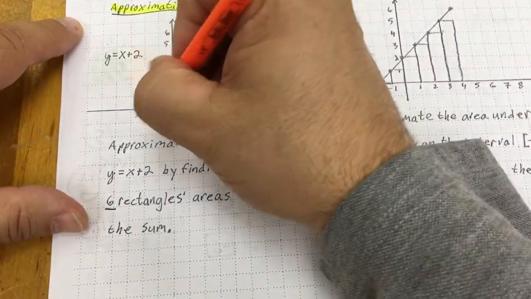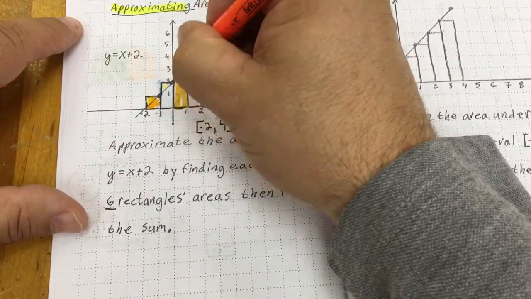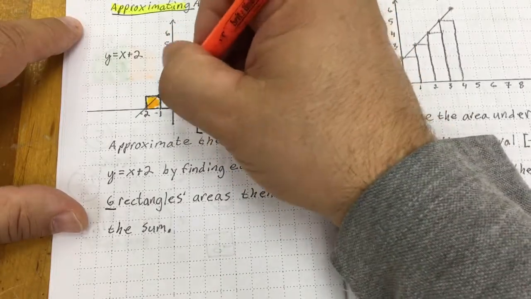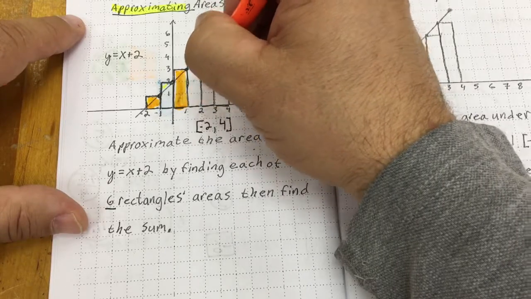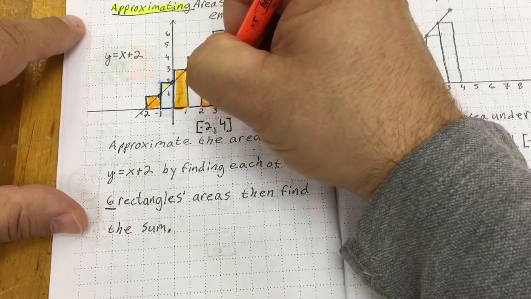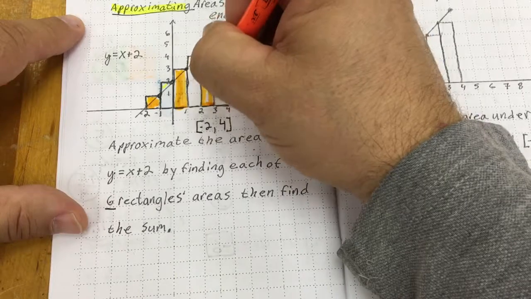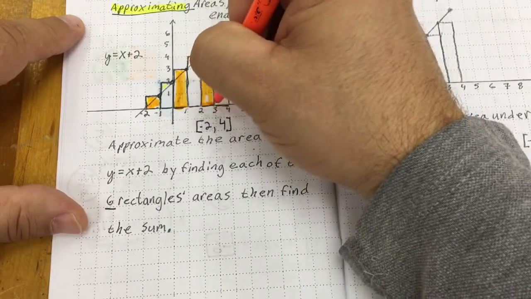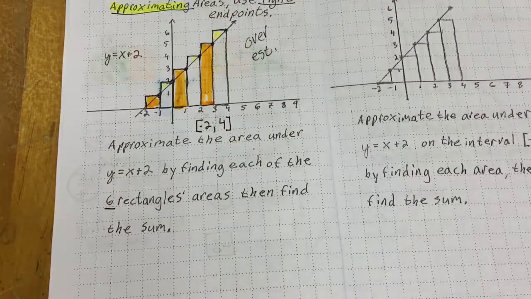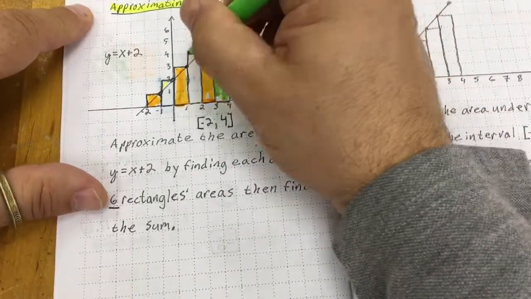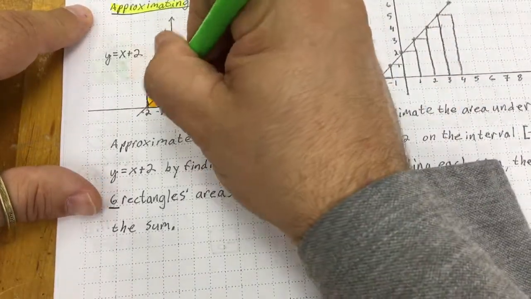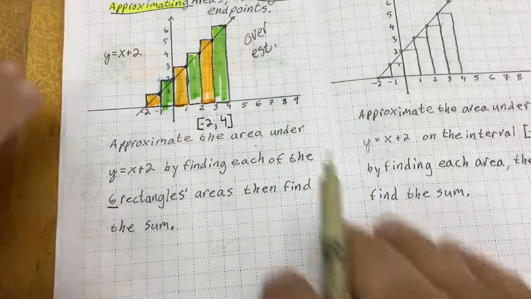Rectangle 1 has a base of 1 and a height of 1. Rectangle 2 has a base of 1 and a height of 2. Rectangle 3 has a base of 1 and a height of 3. Rectangle 4 has a base of 1 and a height of 4. Rectangle 5 has a base of 1 and a height of 5. And rectangle 6 has a base of 1 and a height of 6. So I'm just going to find the areas of each of these rectangles and then add them up. I'm going to find the sum of those.